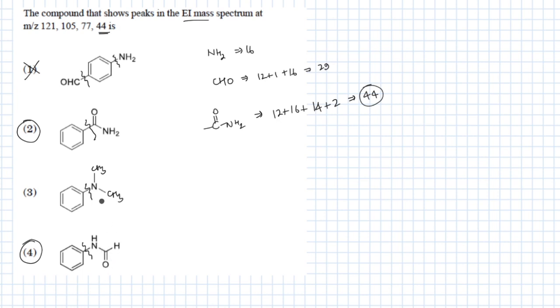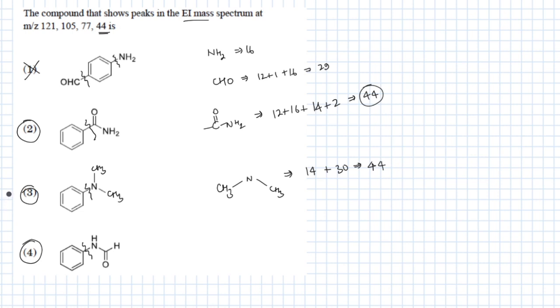Alright, that's good. And if you talk about option number 3, if you look at the fragmentation like this, how much mass should it give you? 14 because of nitrogen, and carbon 12 and this is 15, so 15 plus 15 is 30. So overall again you will get 44. So here also you are getting 44. That 44 you are getting either in option number 2 or in option number 3.